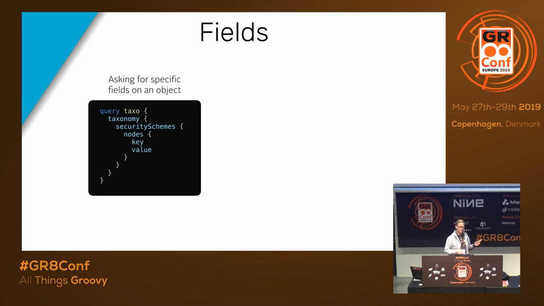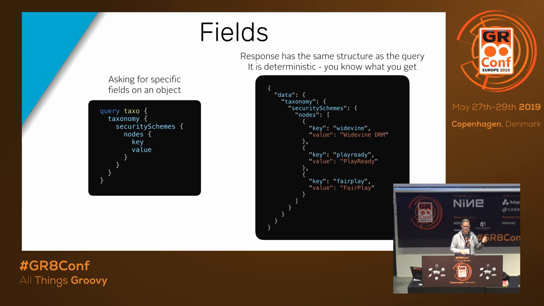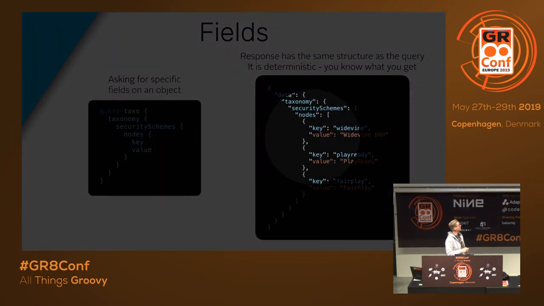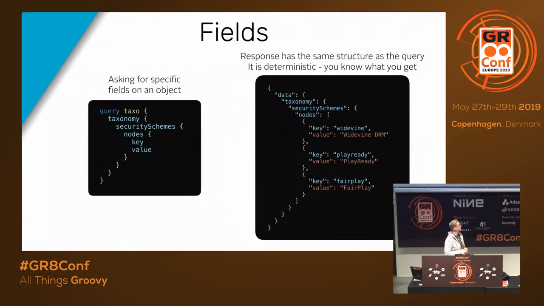When you send the request, the reason why we have nodes is that from the schema, the client can see that in the result set, you will get a list of responses back. So that's why it's nodes. The request will look like this, and the response looks exactly like it. If you look at it, it has exactly the same fields in the request as in the response. So that's why it's deterministic. You know what you're going to get, and you also know beforehand that it's a list of security schemes that you will get.